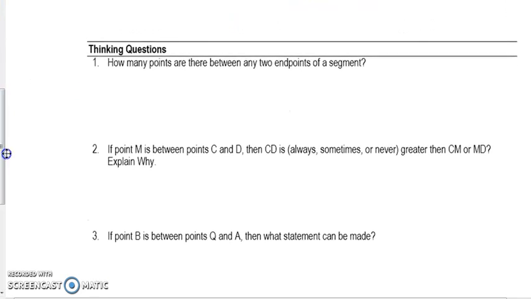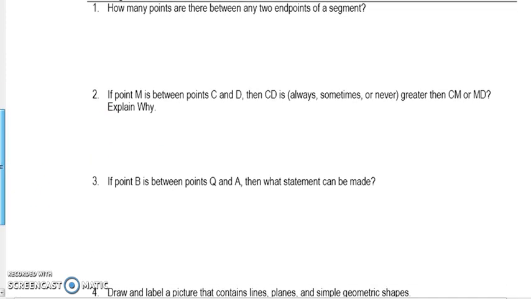All right, so go ahead and fill out these thinking questions and process what you have learned in this lesson 1.2.